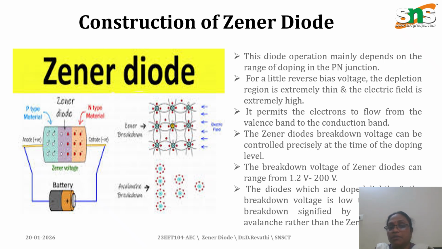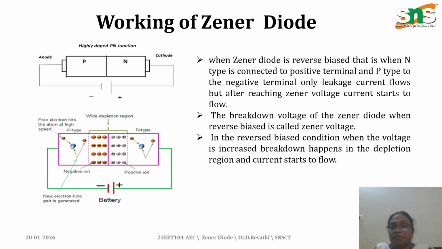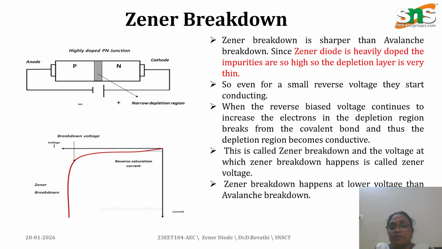Based on the construction, we have the forward bias region as well, and this is the reverse bias breakdown voltage. There are two types of breakdown: Zener breakdown and avalanche breakdown. Zener breakdown is sharp, and after some point it is regulated. We will see Zener breakdown and avalanche breakdown in the next lecture.